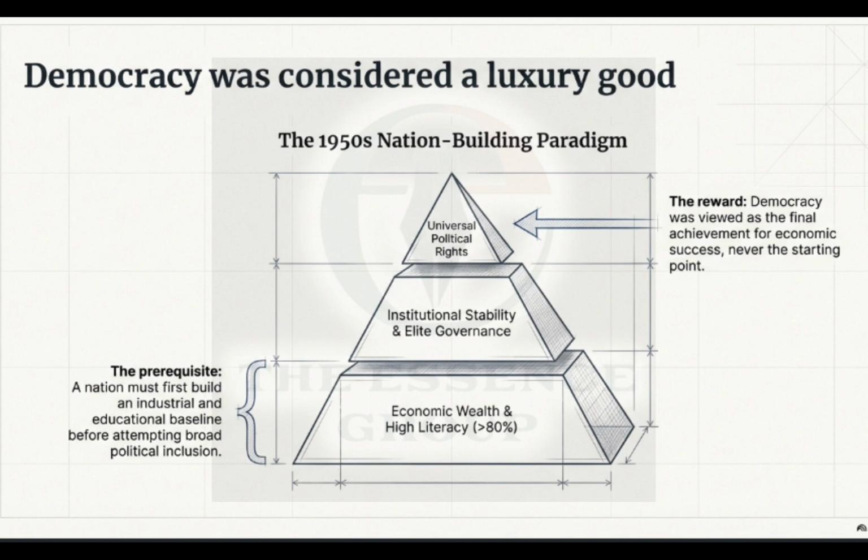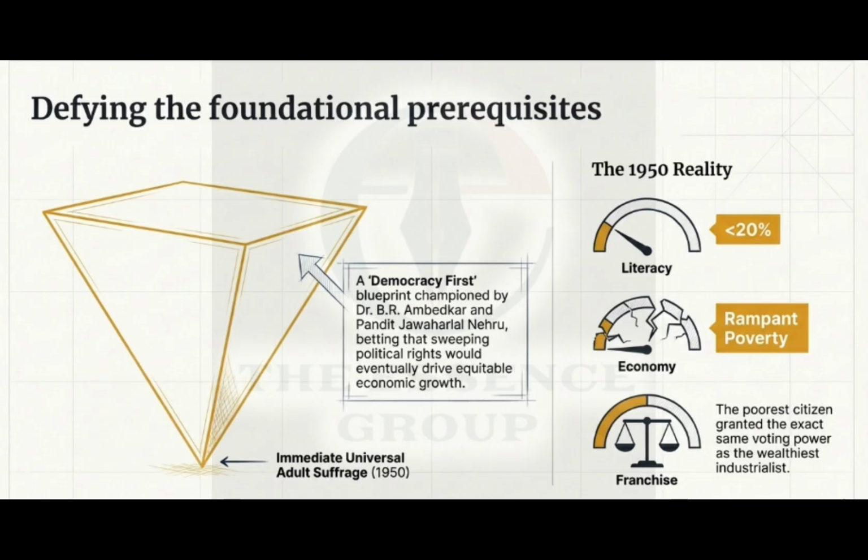The Indian anomaly. In 1950, the world watched India with skepticism. Standard political theory at the time suggested that democracy was a luxury good meant for wealthy, literate nations. Yet India defied the odds. Under the leadership of figures like Dr. B.R. Ambedkar and Pandit Jawaharlal Nehru, India implemented universal adult suffrage immediately.